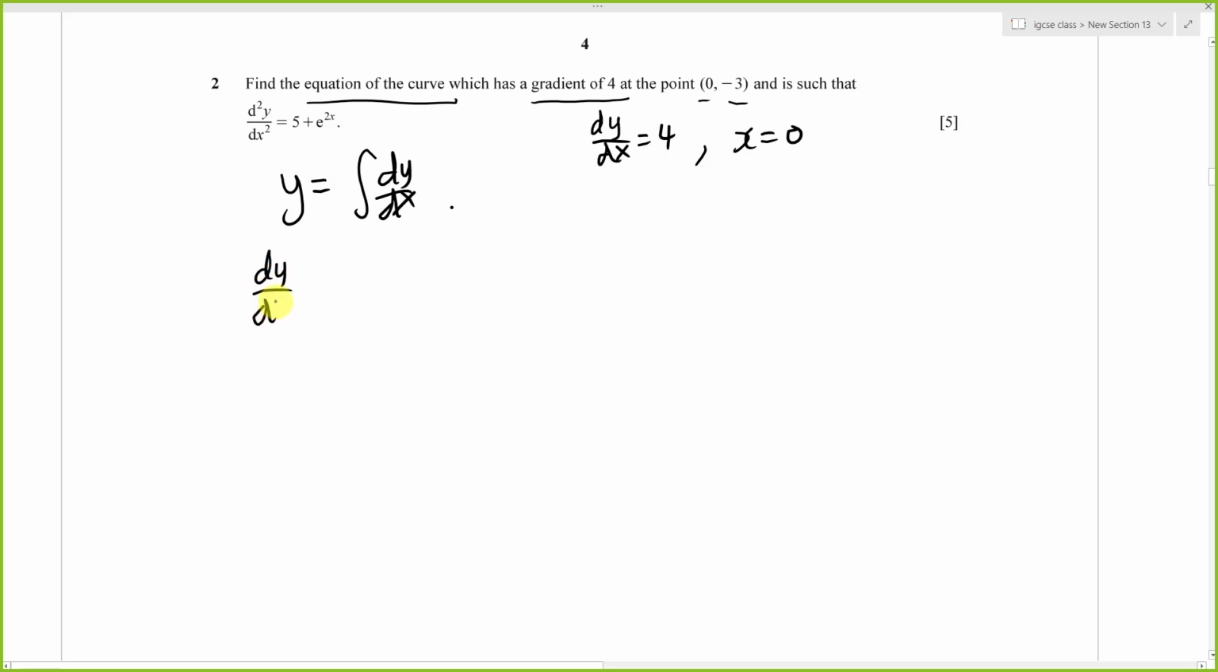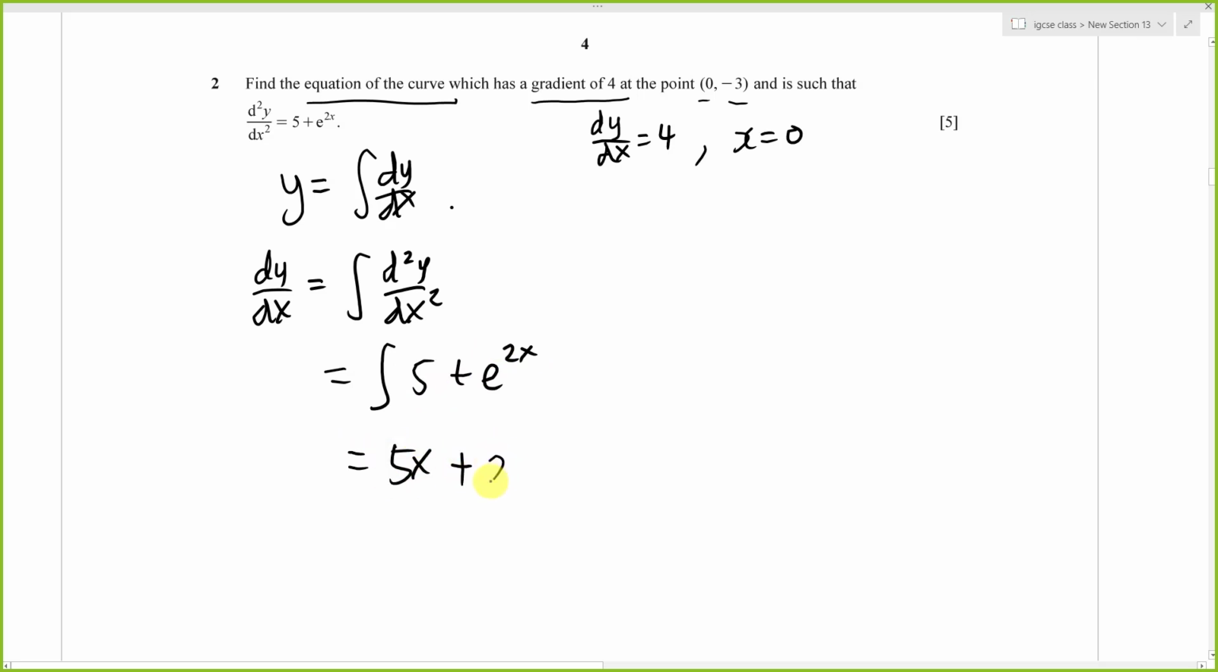So because my dy dx should be the integral of my d2y dx squared, right? So I will integrate 5 plus e to the 2x here. So I integrate this one, I will get 5x plus, integrate, not differentiate, sorry, e to the 2x divided by 2 plus c. So you see, this is my dy dx.